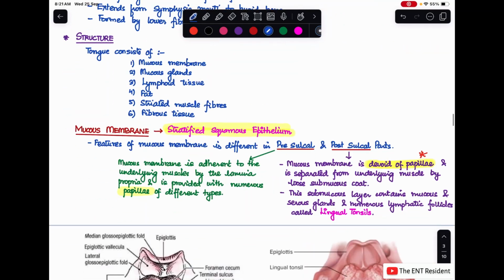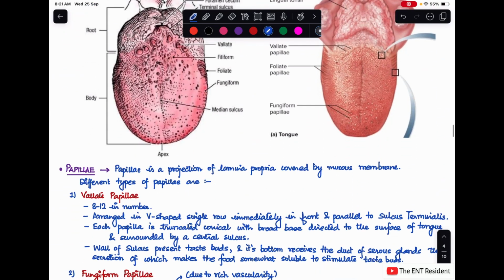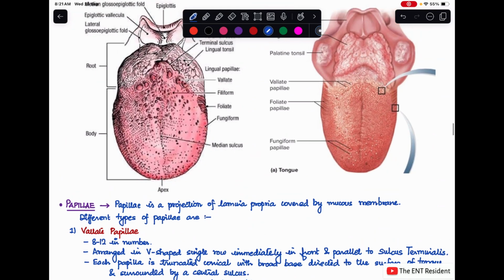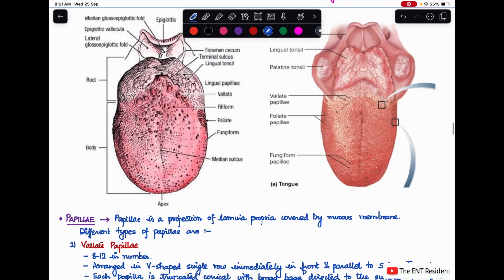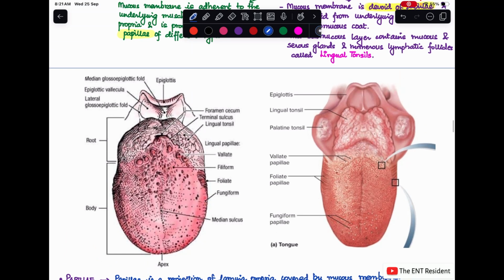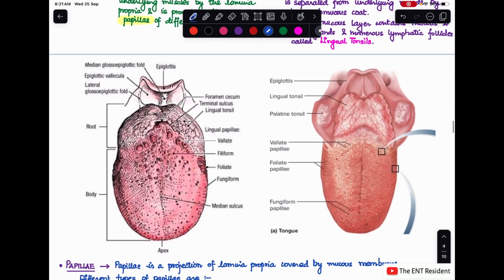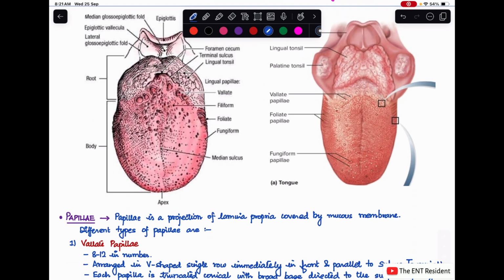Now, we come on to the next part where we'll be discussing the different types of papillae. Now, what is a papilla? A papilla is a projection of the lamina propria covered by the mucous membrane. As I told you, the first layer of the tongue is the mucous membrane, and underneath that there is lamina propria, and underneath that there are the underlying muscles. So this lamina propria projects onto the mucous membrane and forms structures called the papillae.